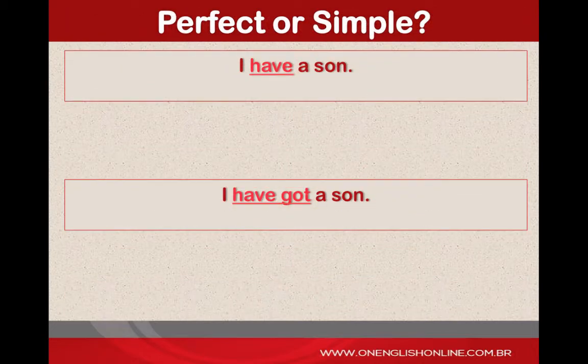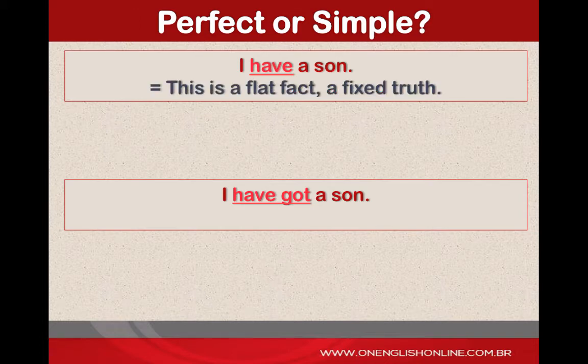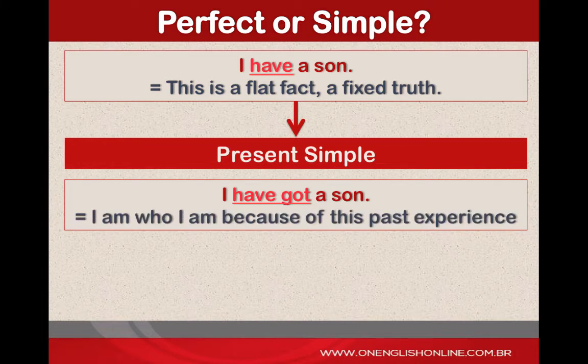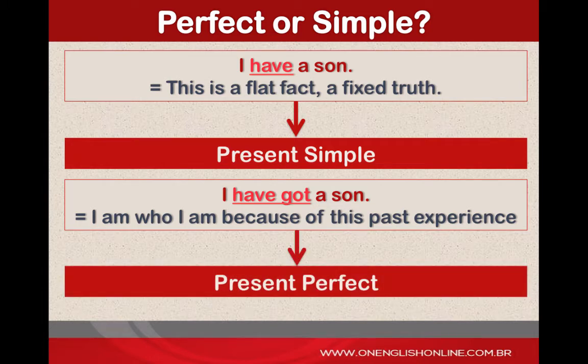Now, observe another example. In this case, I'm also simply acknowledging a flat fact in my present. Keep in mind that we use present simple to talk about fixed truths and routines. As present perfect is used to talk about a life experience, this form conveys much more meaning than a fixed truth. What I'm actually saying is that my son plays a very important role in my present life.